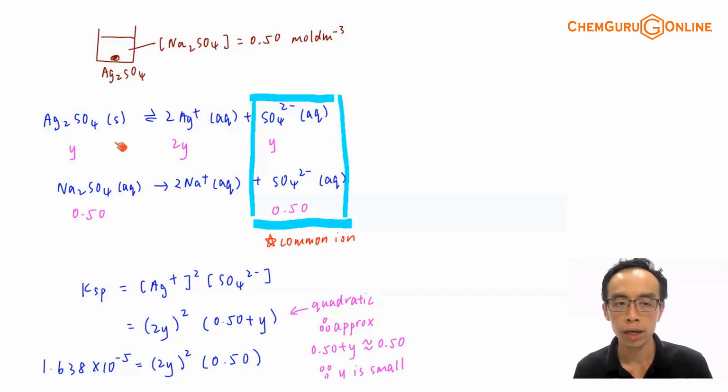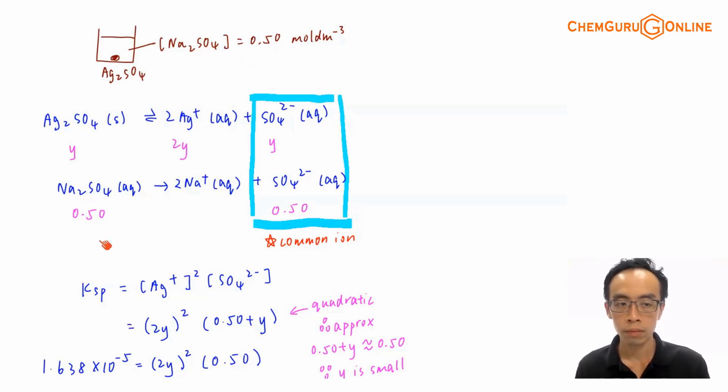I'm going to write this as y, 2y, y, and it will be a different value as compared to the previous one that we have determined. This y value will be different from x, because x is solubility in water, while y is solubility for Ag2CO3 in the presence of a common ion, 0.50 mol per dm cube of sodium sulfate.